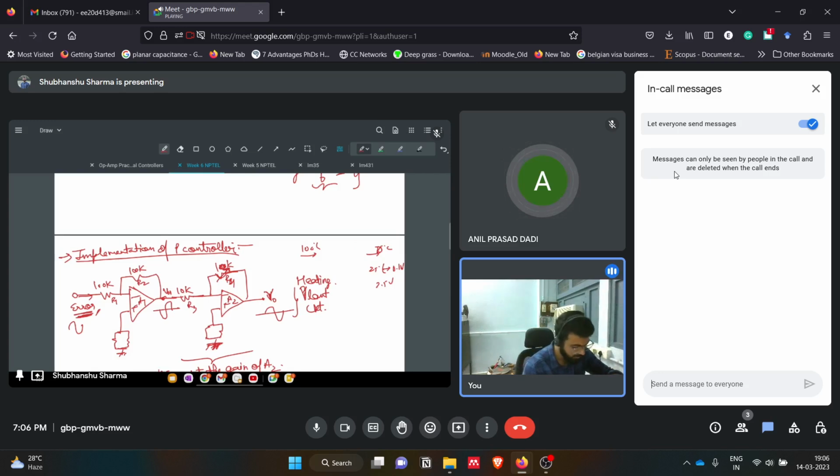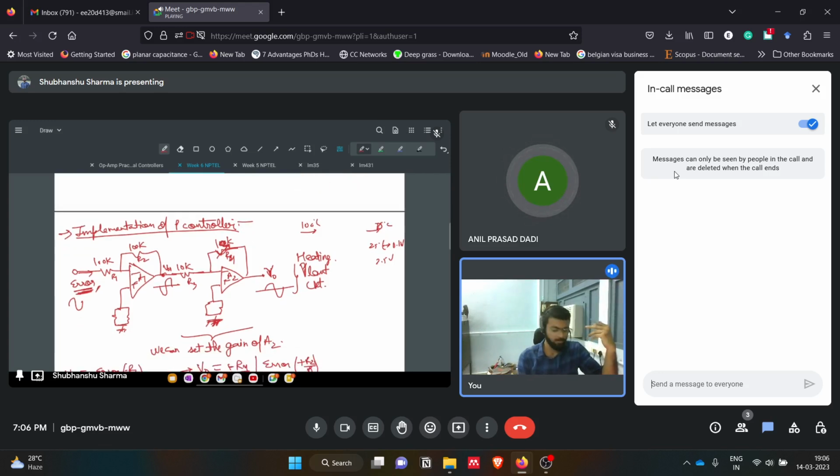Like in lectures also, it will depend on the plant requirement. So whatever the plant requirements will be. Normally if the signal is in, let's say, the microvolt range or millivolt range, and the sensitivity of the sensor, the LM35 which we are using, is not that good.